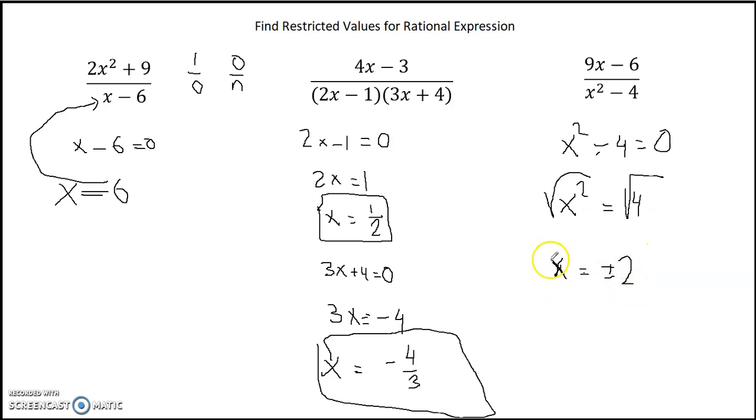Which means if you plug in negative 2 in terms of x squared, you'll still get a positive 4, right? Negative 2 times negative 2 is a positive 4. Positive 4 minus 4 is 0. That'll make this whole thing undefined. And if you put in positive 2, it's still a positive 4. And then positive 4 minus 4 is again a 0. So that'll still make it undefined. So this will be the answer for this example.